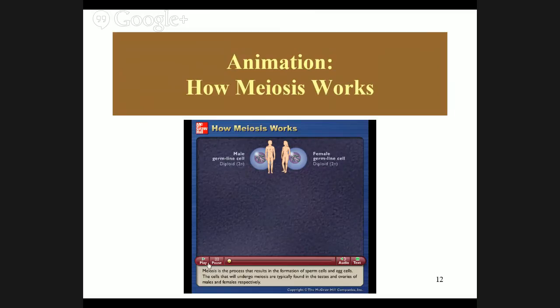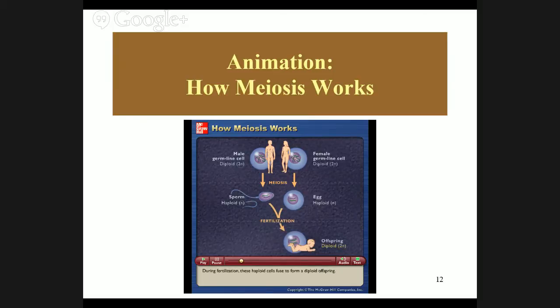And let's look at how meiosis works. Meiosis is the process that results in the formation of sperm cells and egg cells. The cells that will undergo meiosis are typically found in the testes and ovaries of males and females, respectively. These germline cells are diploid, having 2 sets of chromosomes, but will undergo meiosis to produce haploid cells, having 1 set of chromosomes. During fertilization, these haploid cells fuse to form a diploid offspring.